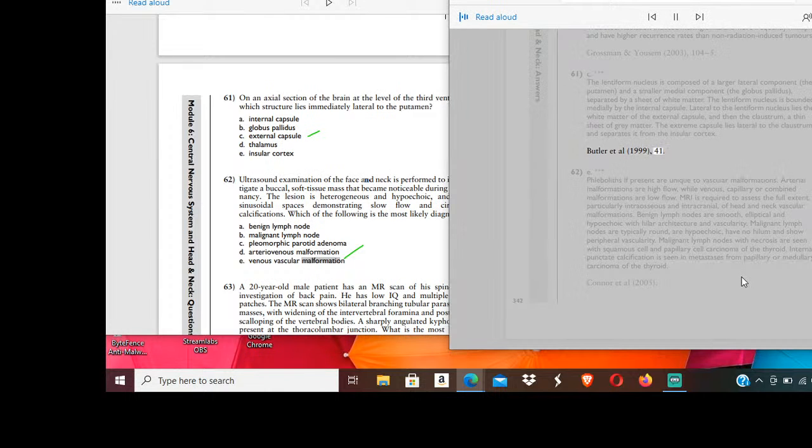Answer: E. Phleboliths, if present, are unique to vascular malformations. Arterial malformations are high flow, while venous, capillary, or combined malformations are low flow. MRI is required to assess the full extent, particularly intraosseous and intracranial, of head and neck vascular malformations.